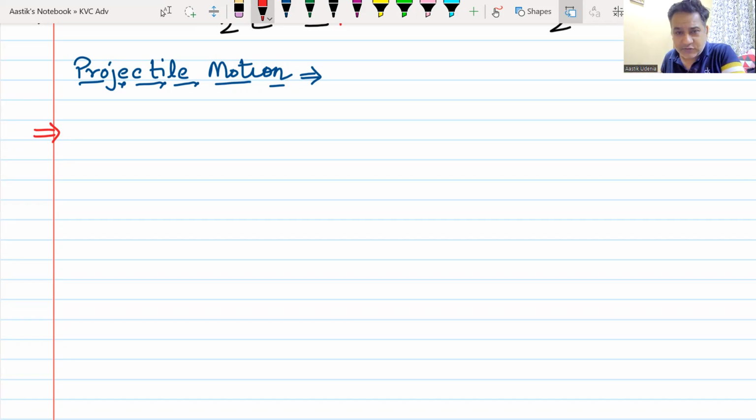Have we done projectile motion before? When I say before, I don't mean in your 11th and 12th standard. What I mean is, have we done this in the previous chapter?